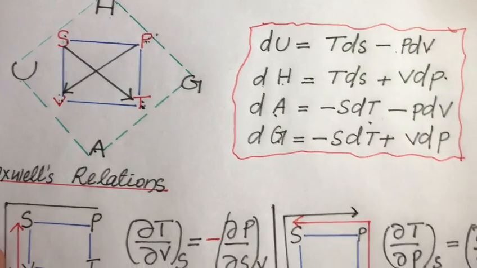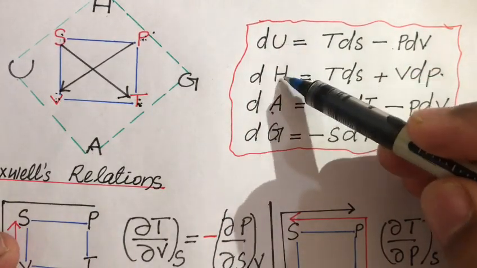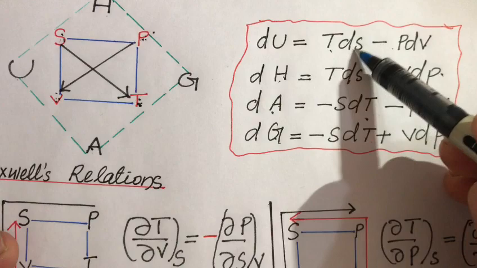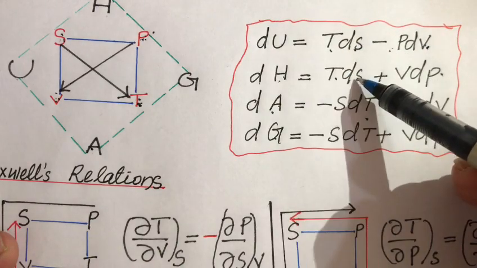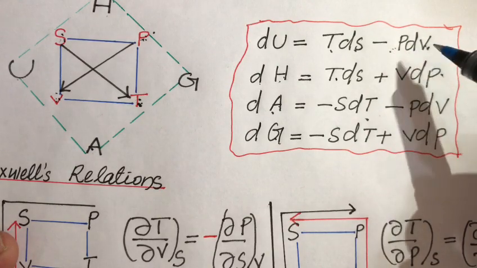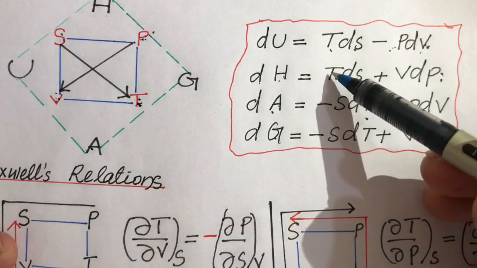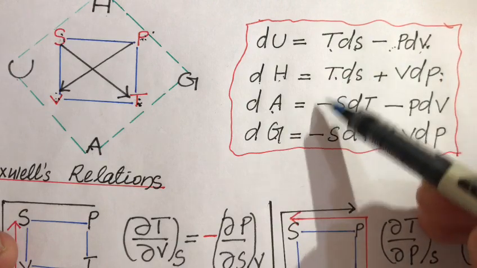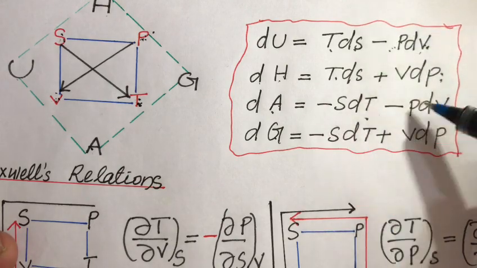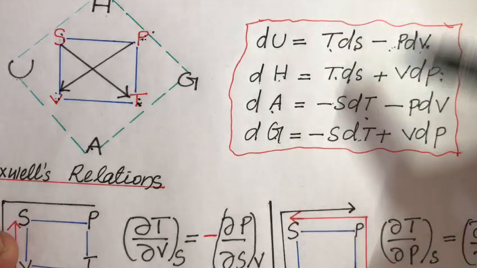Another way to memorize: let's write it in the sequence U, H, A, G. We have to memorize one equation, TdS minus PdV. Repeat: TdS, change the sign and change the parameter. Here it is minus PdV, it should be VdP. Then change the sign and change the parameter: it is TdS. Now we change the sign: minus SdT. Then repeat: minus PdV, minus SdT, plus VdP. This sequence you can repeat.